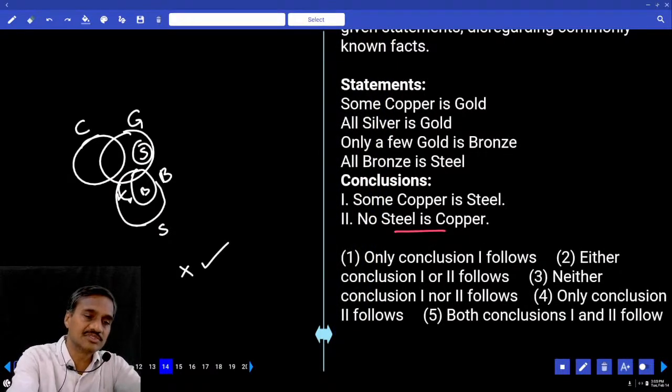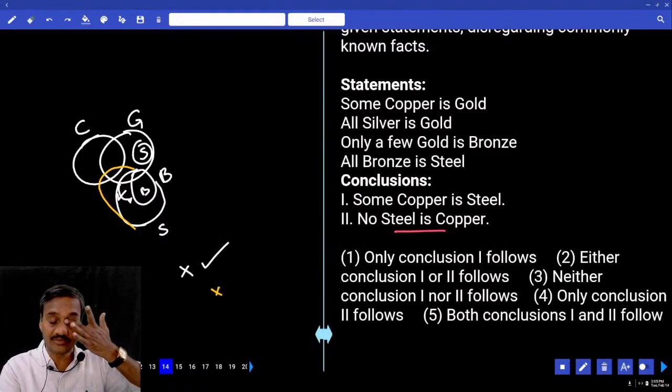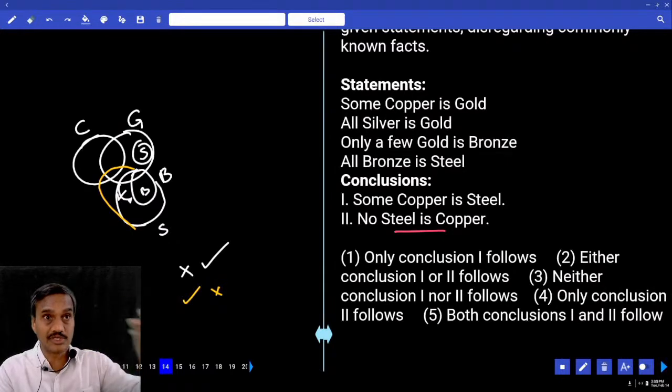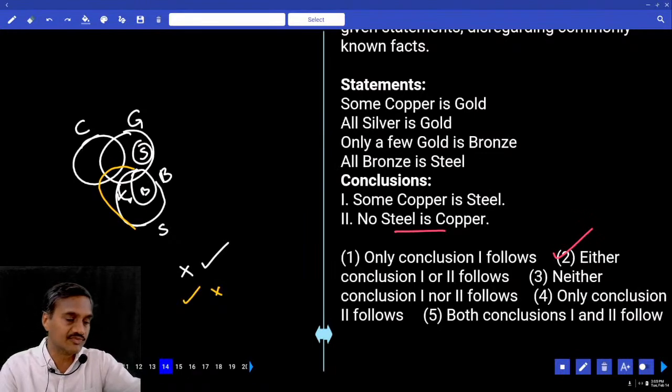Some steel or copper, steel and copper ila raskochu kada, steel and copper ila raskochu. Then by doing so, what happens here? No steel is copper is false, some steel is copper is true. Then what is your answer? Either 1 or 2, that is choice 2, question number 14.